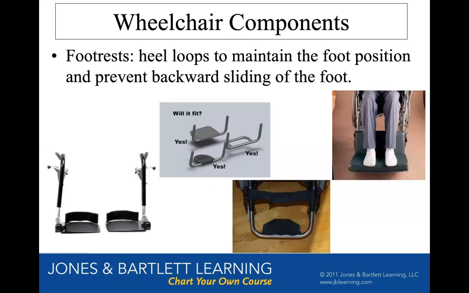Now, if you look in the middle of the screen, you see these completely different kinds of foot plates. These are called fixed foot rests. Okay, these are not removable. Most spinal cord injury people tend to have chairs with fixed and non-removable leg rests, because they tend to transfer with their feet on those leg rests for stability and safety.